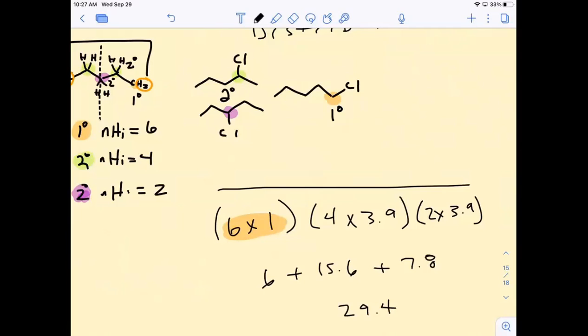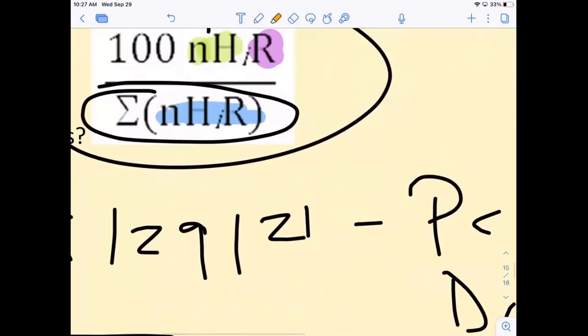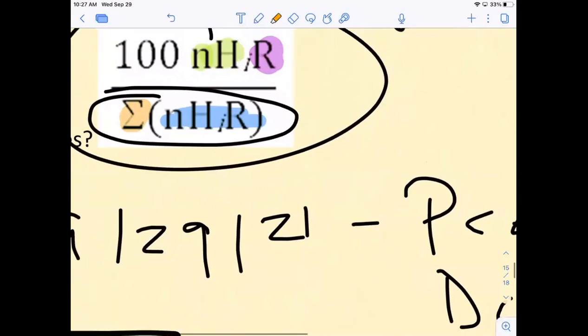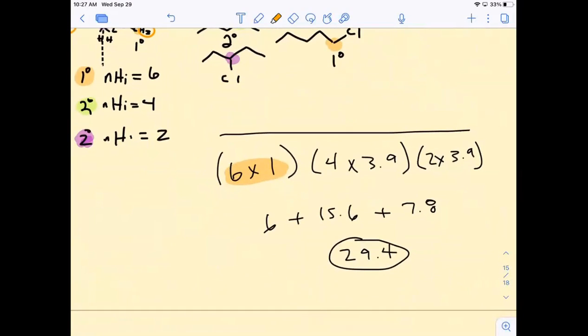Is that right? Whenever you get those 3 different numbers, you're just going to add them. You're not going to multiply them together. It's just a sum. That's what the little sigma represents. I got 29.4. So that's my bottom number.